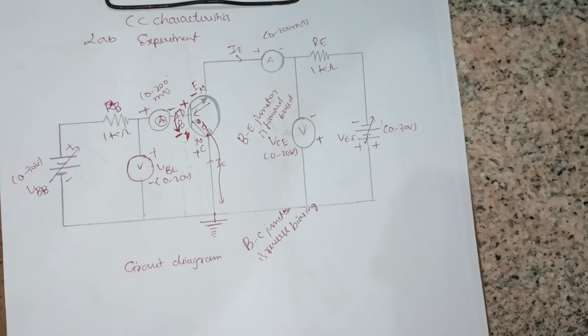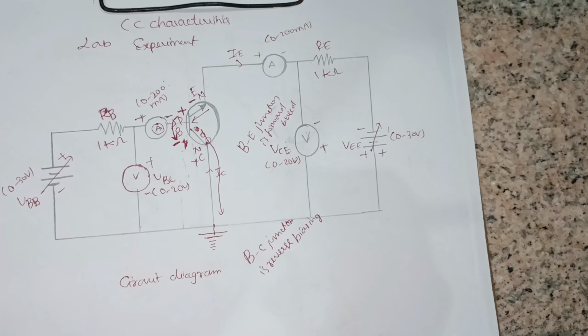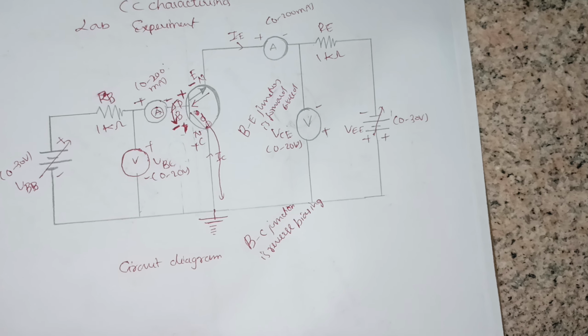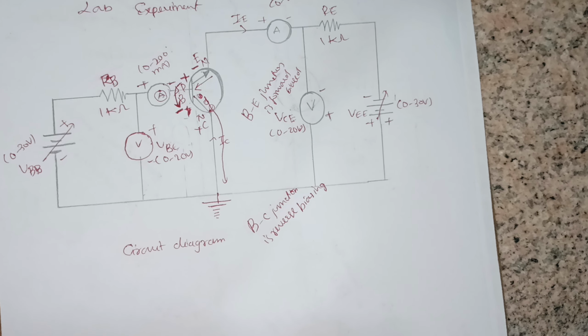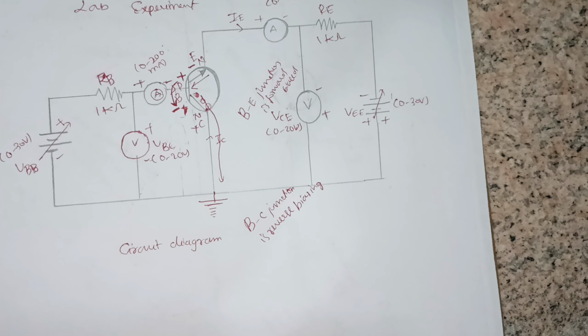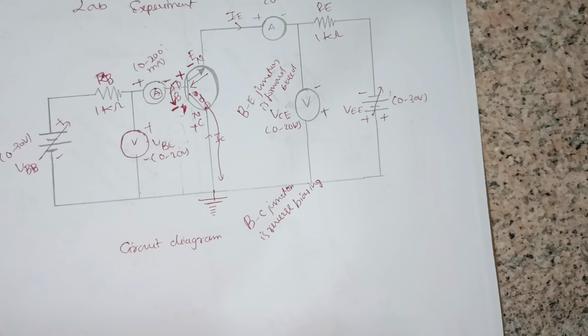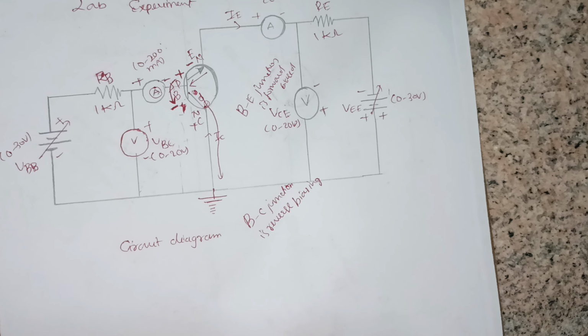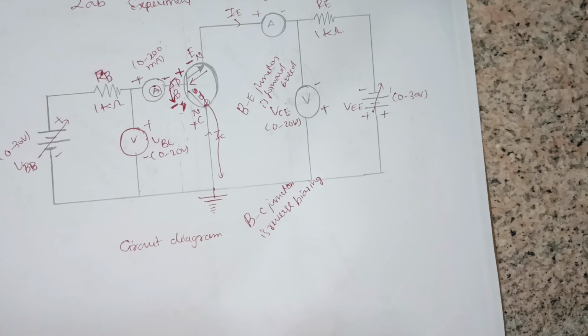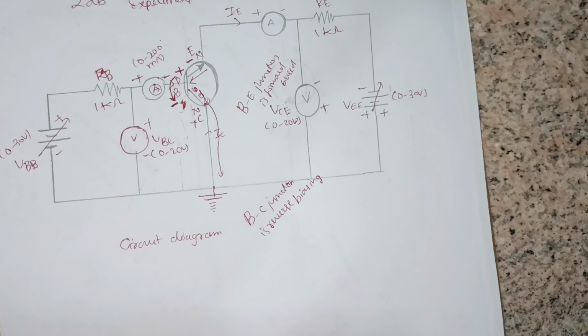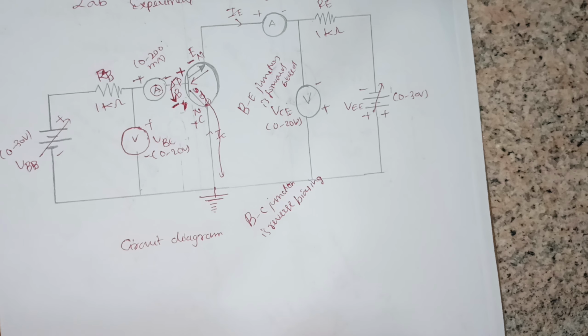So this is all about the CC characteristics lab experiment, the circuit diagram, how the circuit is designed, and the importance of each passive and active element. I have made you understand in this video. In the next video, we'll understand the importance of the CC amplifier circuit and the CC characteristics experiment.